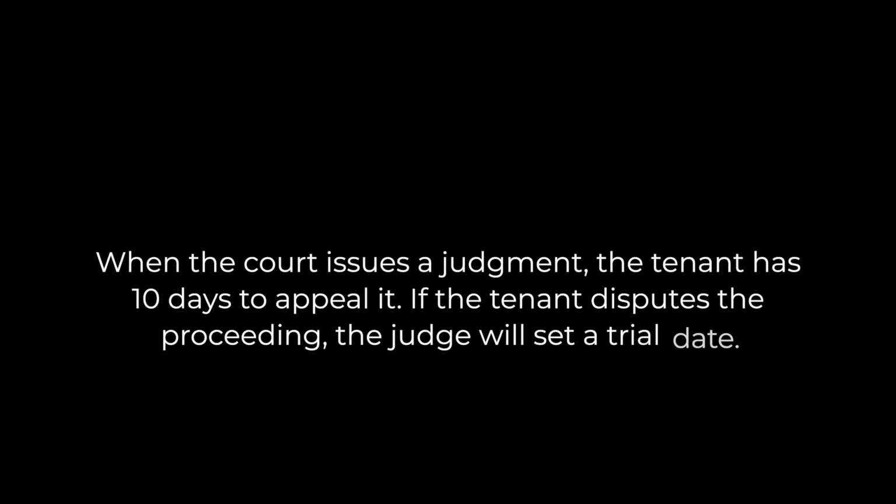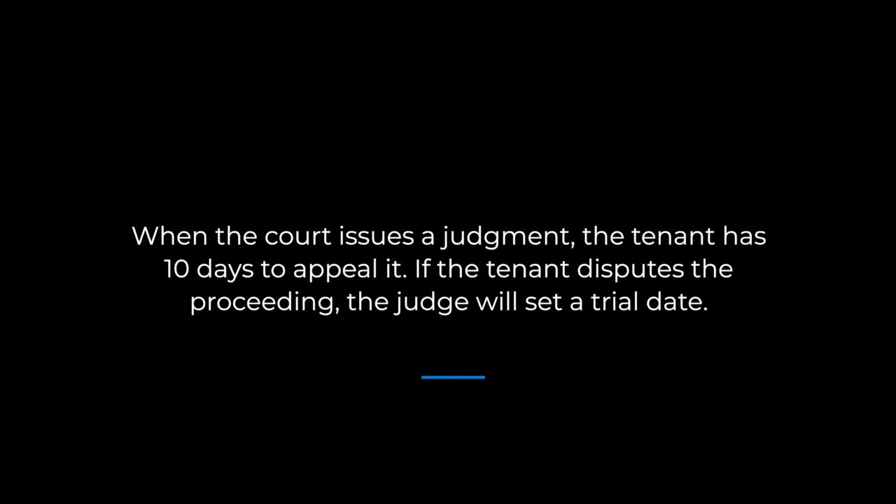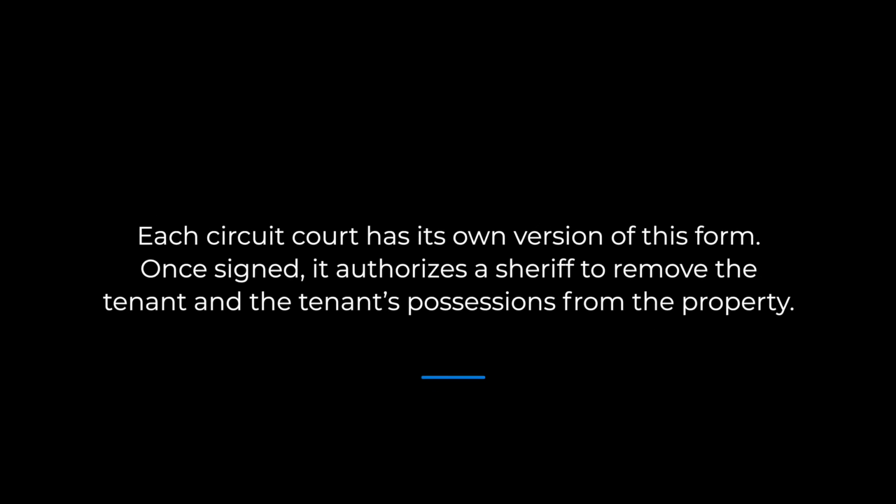When the court issues a judgment, the tenant has 10 days to appeal it. If the tenant disputes the proceeding, the judge will set a trial date. If the court rules that the property should be returned to the landlord and the tenant refuses to move out, the landlord can apply for what's known as a writ of possession. Each circuit court has its own version of this form, and once signed, it authorizes a sheriff to remove the tenant and the tenant's possessions from the property.